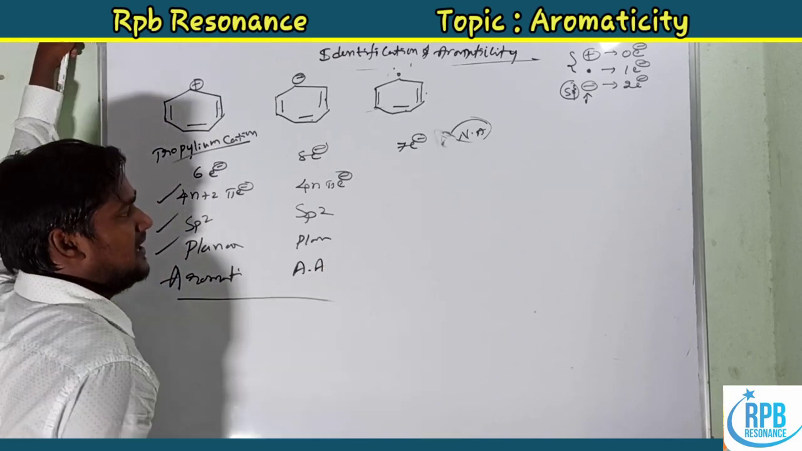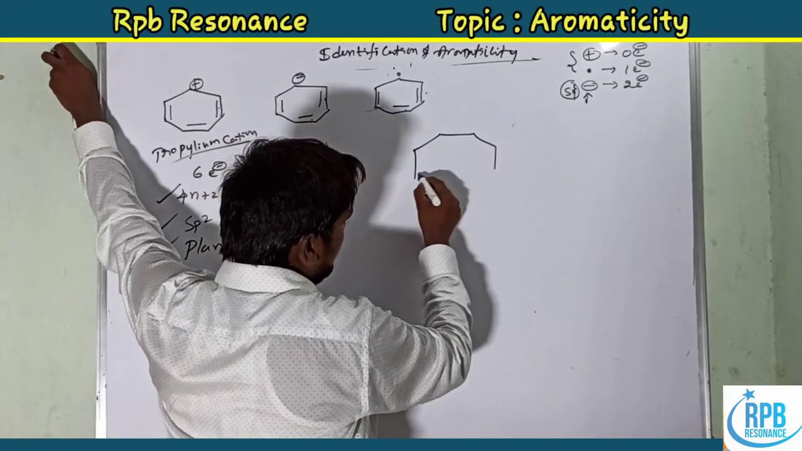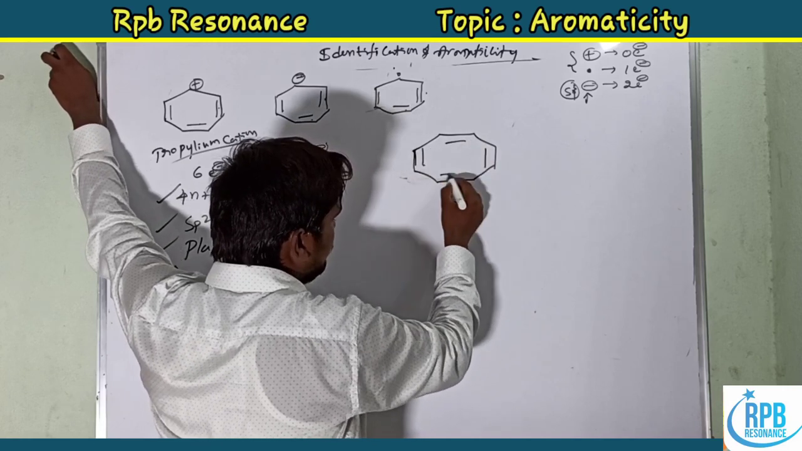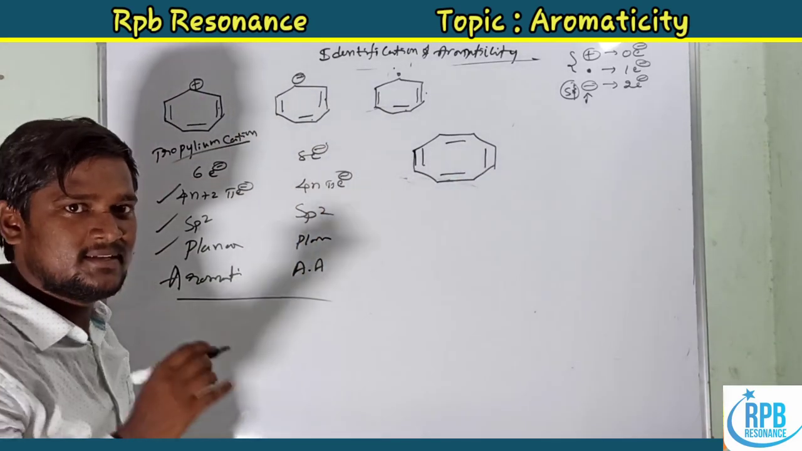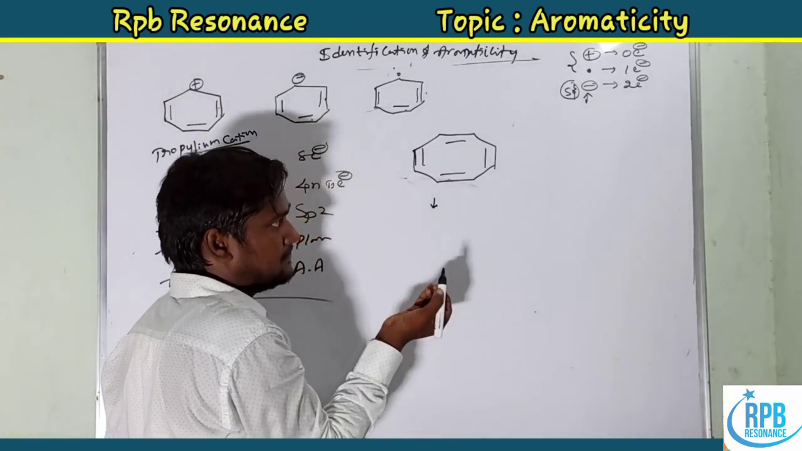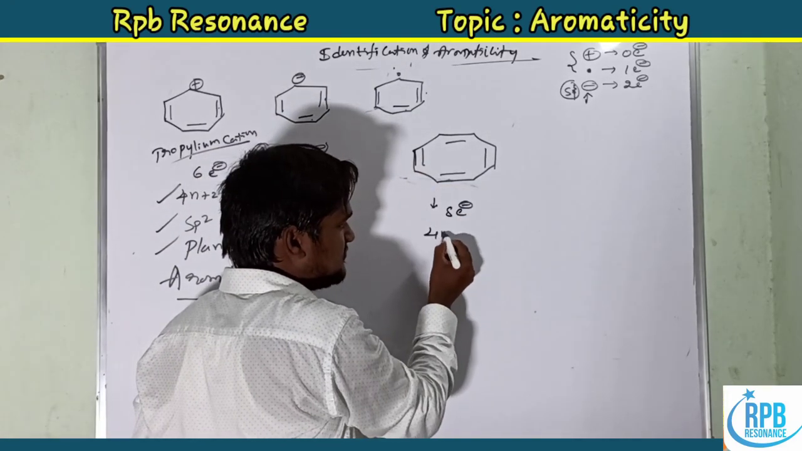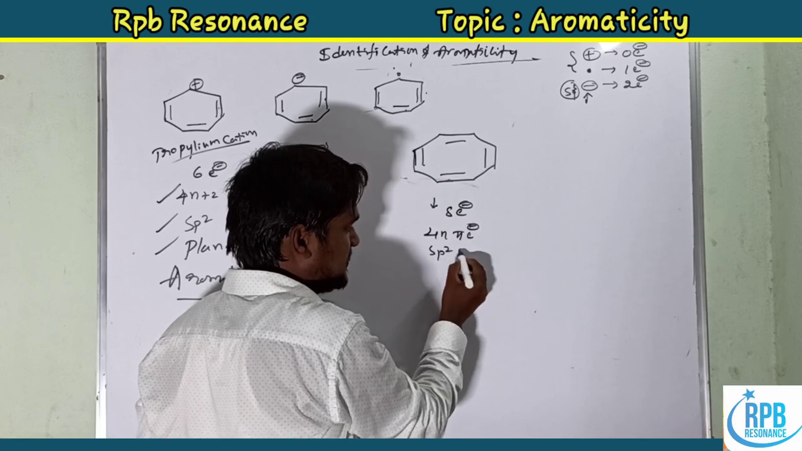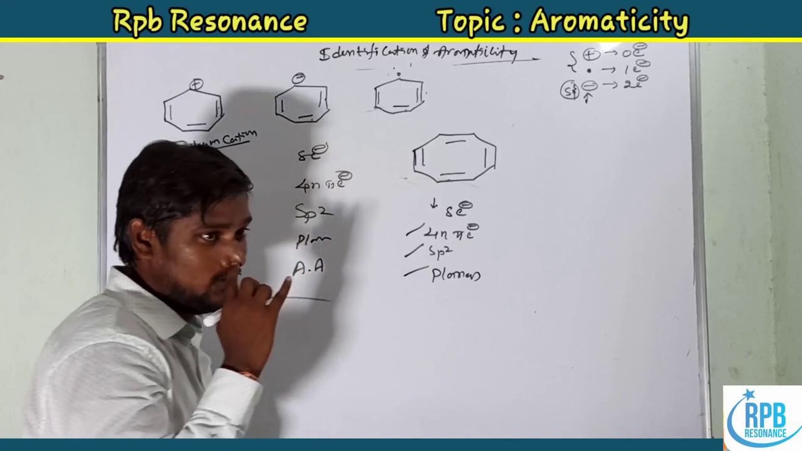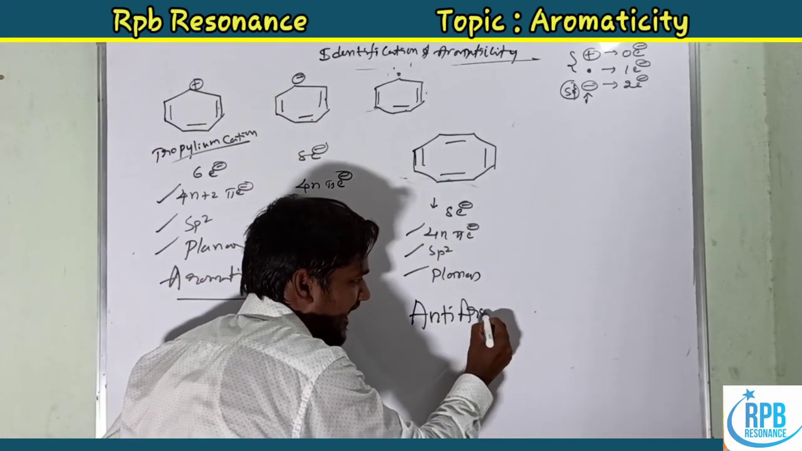Anti-aromaticity. So this is the molecule. Now let's move on to the 8-membered ring, cyclooctatetraene. That means 4 double bonds, so this is the tetraene. 4 pi bonds means 8 electrons. 8 electrons means 4n pi electronic system. All are sp2. It is planar, this is our assumption. That is the first rule, second rule, third rule obeyed. So 4n pi electronic system, this is anti-aromatic.